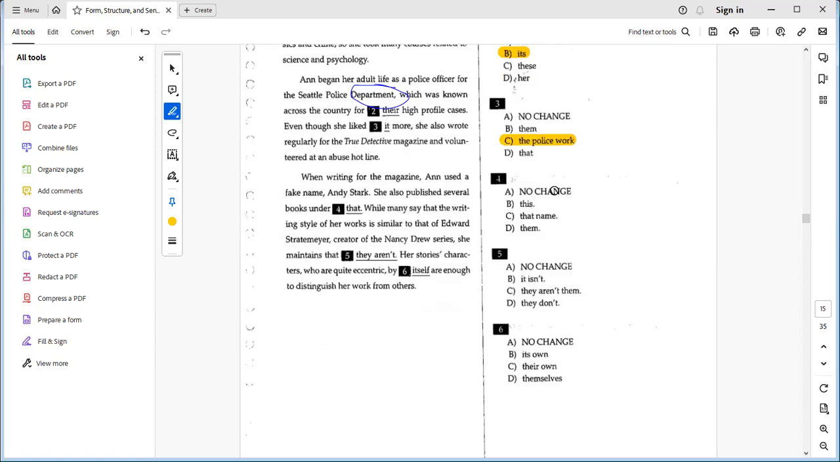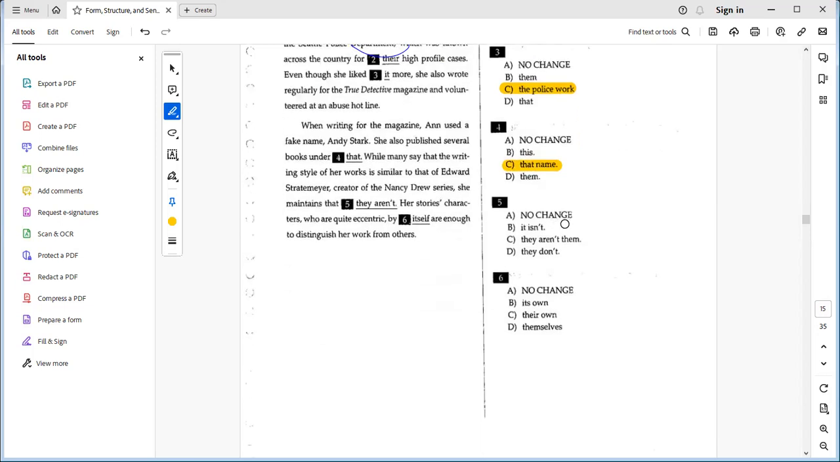Number 4. Again, let's work with elimination. That singular. This singular. Okay, there is again a noun here, so we can't work with elimination. So let's read: she also published several books under that. Who, that? And this is going to be wrong. And them is going to be wrong. We need that what? So it's going to be better to say that name.